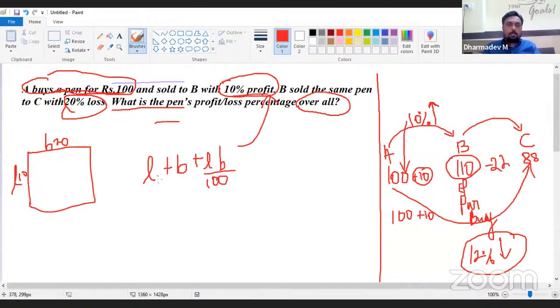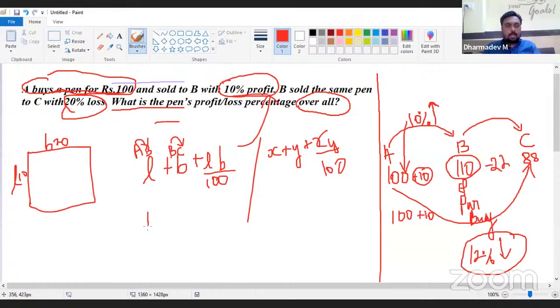So L means length and B means breadth. I'm just giving you the same equation so that you can remember. Here L means A selling it to B with what percentage of profit or loss, and B means B selling it to C with what percentage of profit or loss. Instead of L and B, you can write it as X plus Y plus XY by 100. That's also fine.